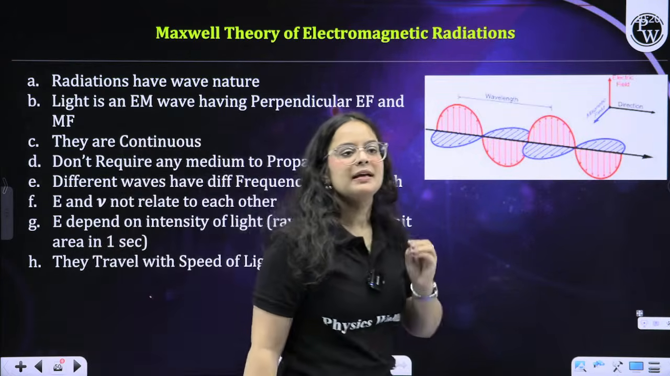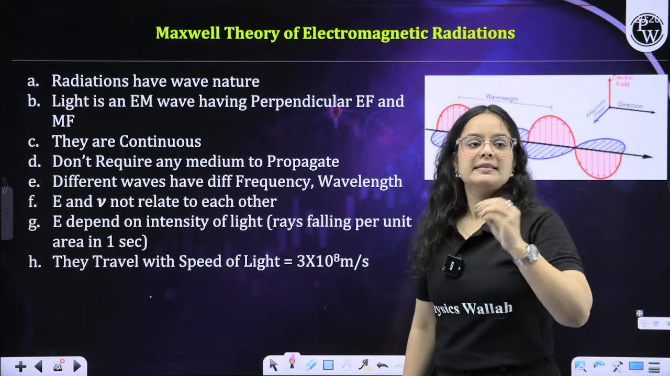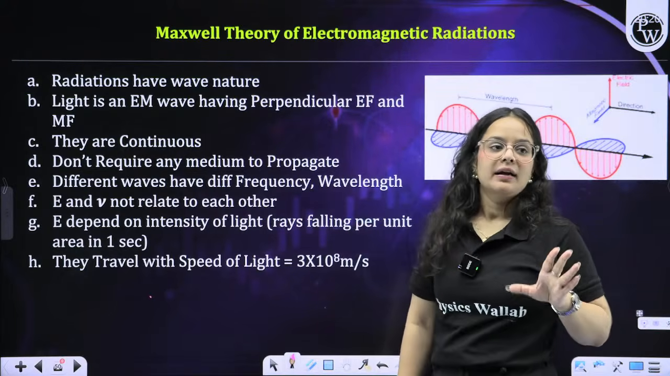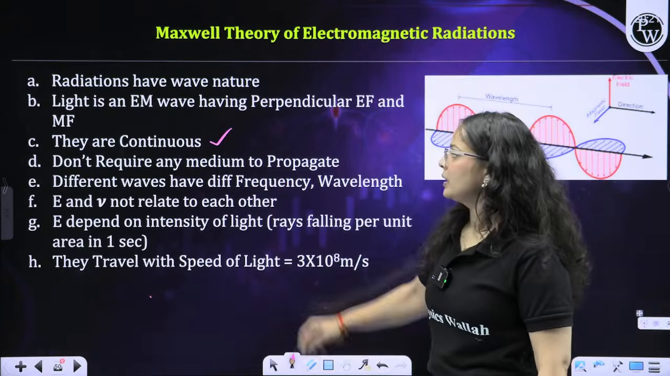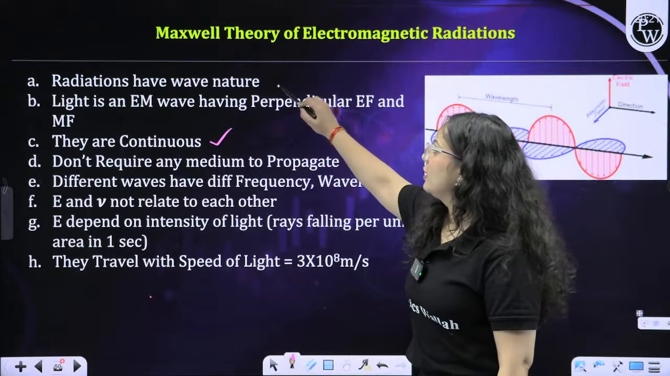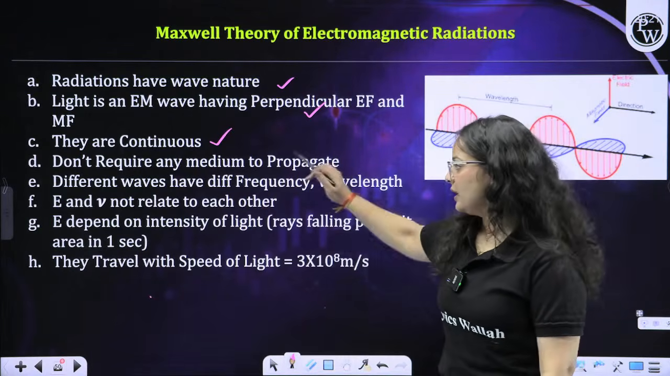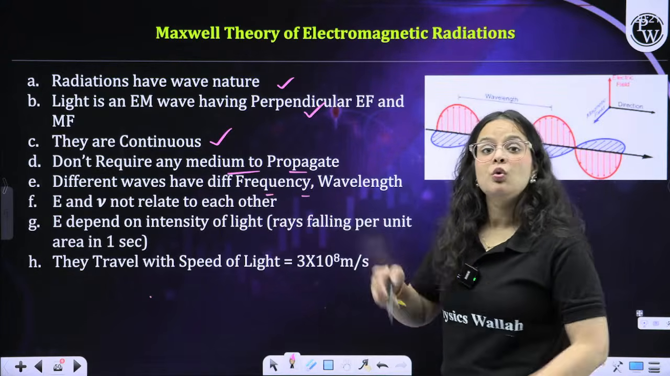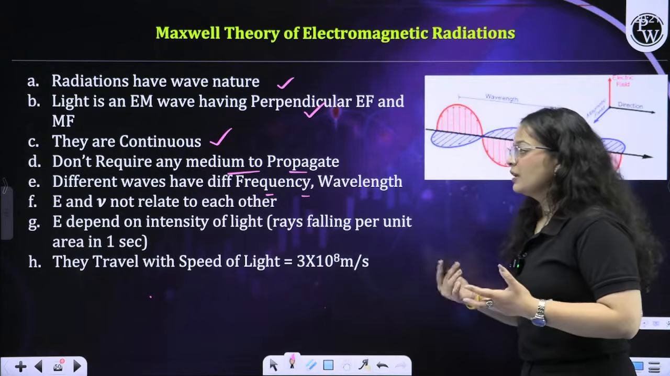So light is basically an EM wave, having perpendicular electrical field and magnetic field components. They are continuous. Radiation has wave nature; it behaves like a wave. It is continuous and doesn't require any medium to propagate. Different waves have different frequencies and different wavelengths.